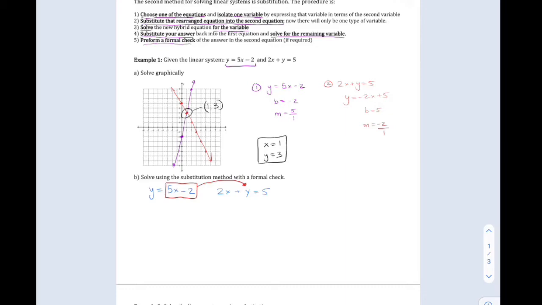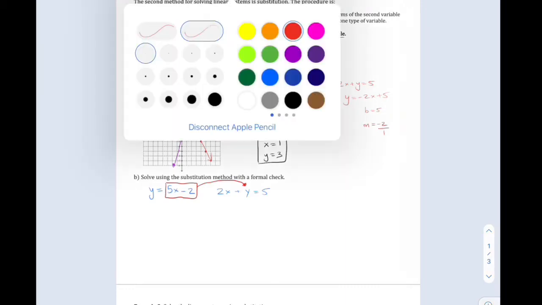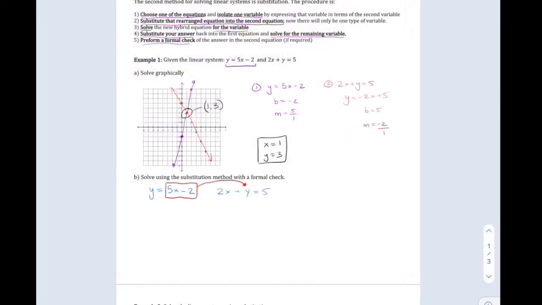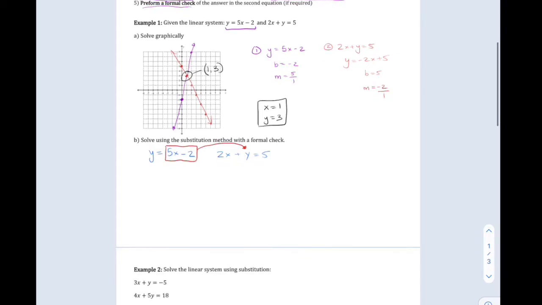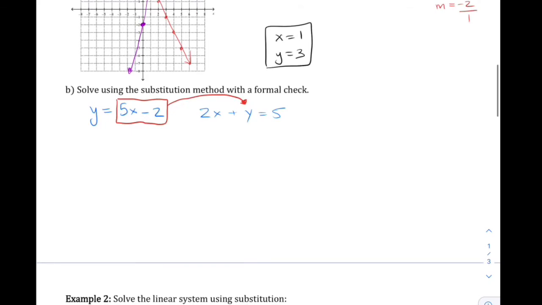So I'm going to rewrite that second equation out, but in place of y, I'm going to put 5x minus 2. So I'm going to say 2x plus 5x minus 2 is equal to 5. So I'm just making a new equation that involves both of those.